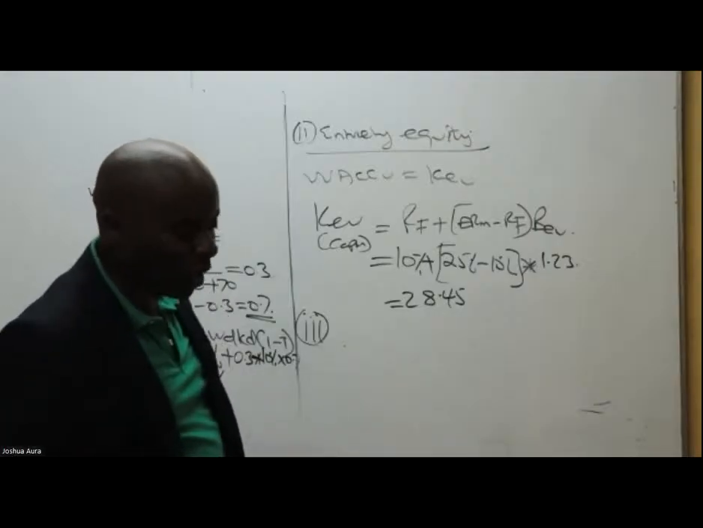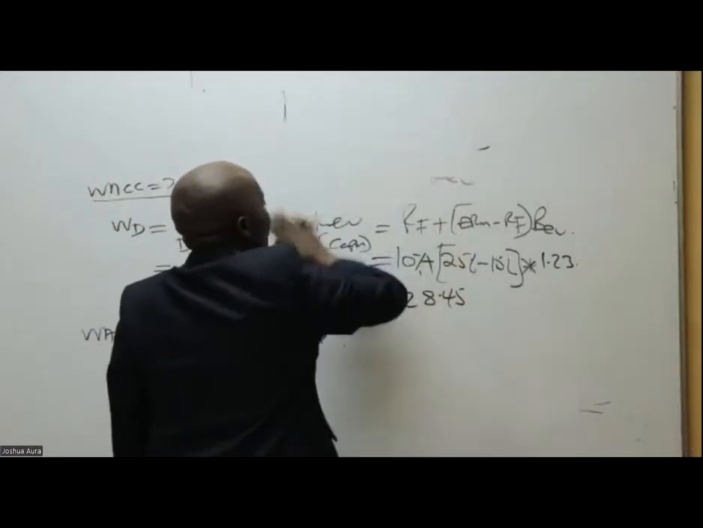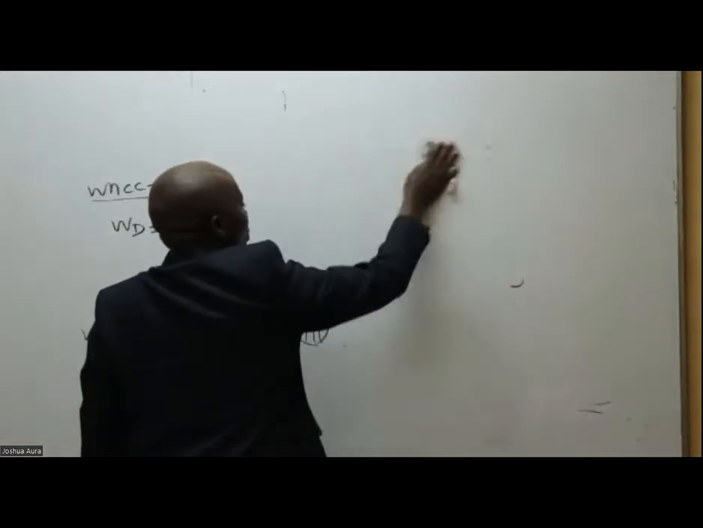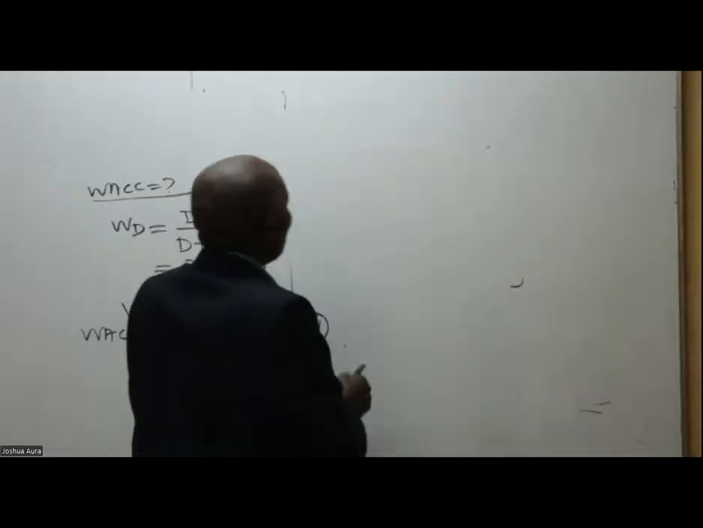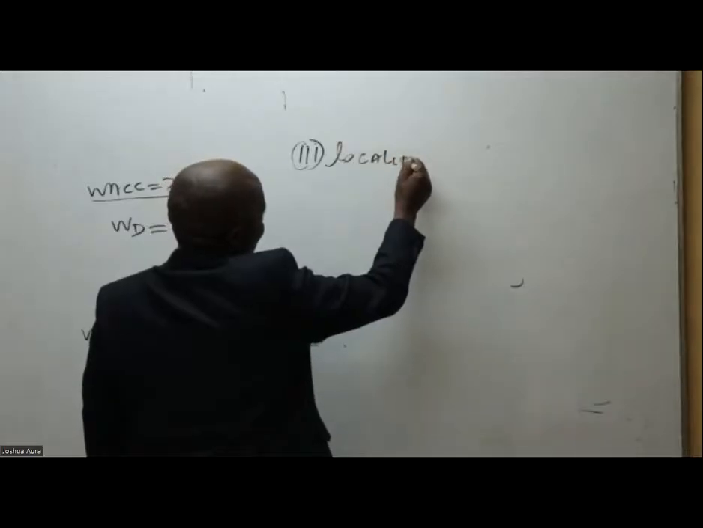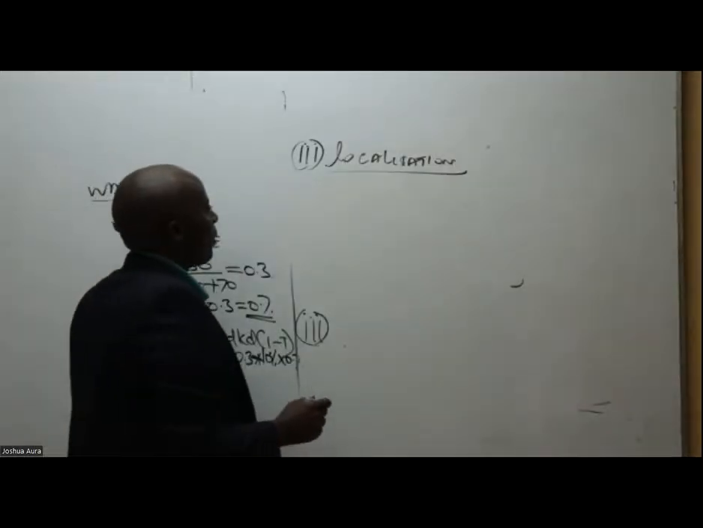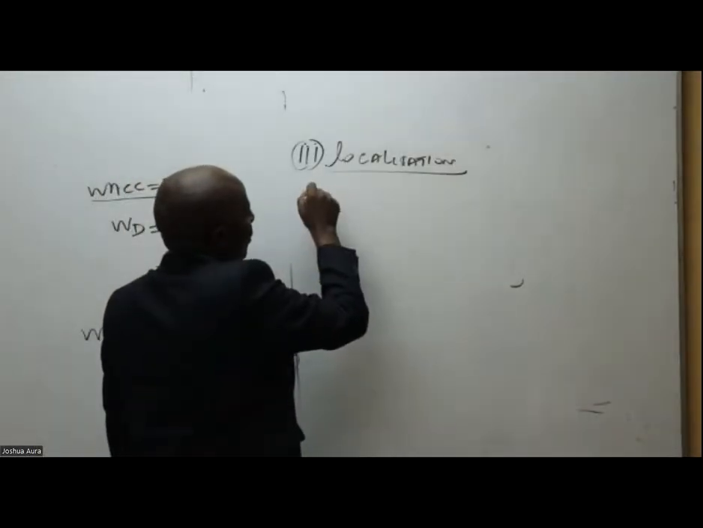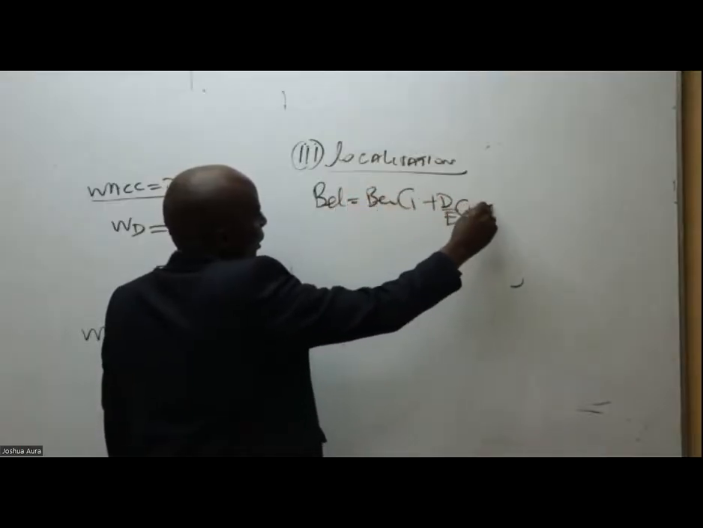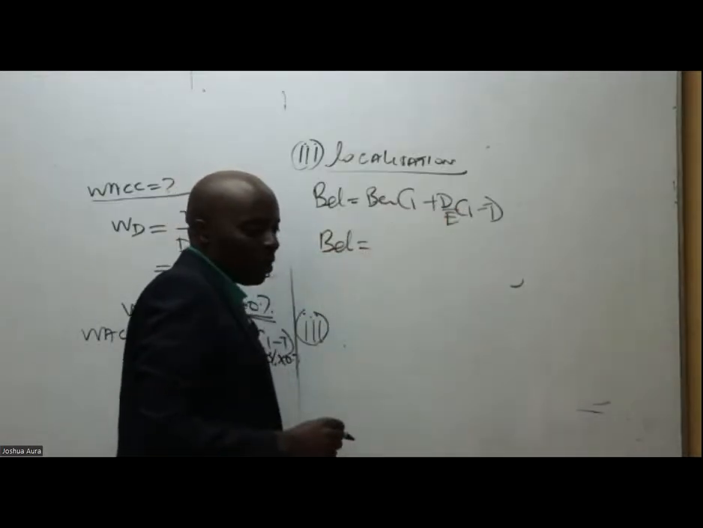First of all, it's localization. We are doing the localization for Roman number 3. All right. So we have our BEL, which will be our BEL into 1 plus debt over equity into 1 minus tax, like that.